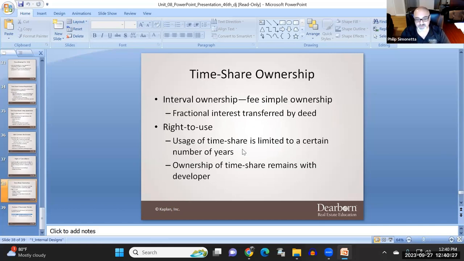So let's look at timeshare ownership. There are different ways to own this. You have interval ownership. That's fee simple ownership, and the fractional interest is transferred by the deed. So that week is yours. You own it. You can sell it. Do what you want with it. Fee simple. Then you also have right to use timeshares. This is where usage of the timeshare is limited to a certain number of years. Usually a timeshare is like 50 years. You buy it, you pay for it, you pay the fees, you have it 50 years, and then after 50 years, it goes back to the developer. That's usually how that works. Ownership remains with the developer, and that's a right to use. So if you get a fee simple one, it's yours forever. If you have a right to use timeshare, that's usually for a time. It's like a leasehold estate kind of, but they don't call it that. You have it for so long and it goes back. So those are the two types of ownership.